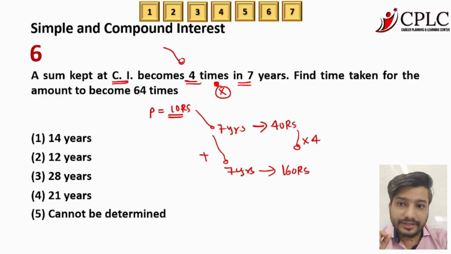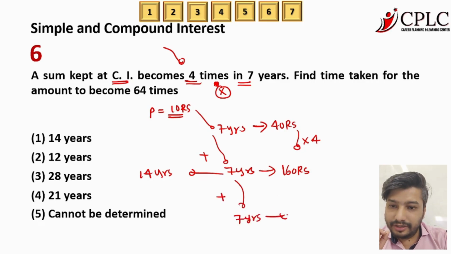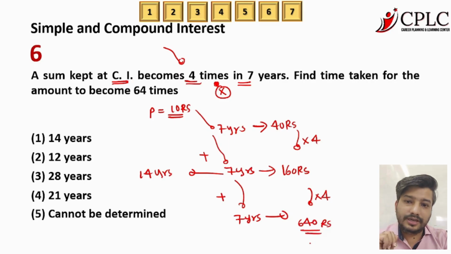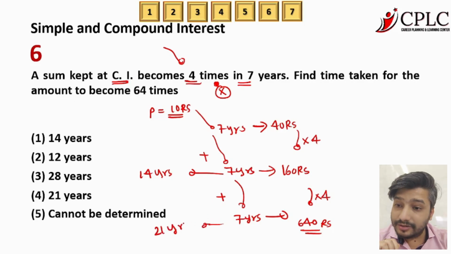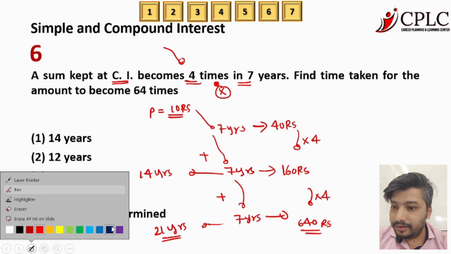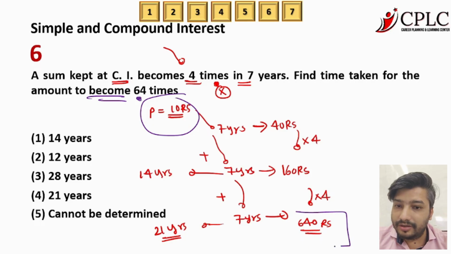In another 7 years, the total time is 7 plus 7, that is 14 years that have passed. And if I keep continuing this, in another 7 years it should again become 4 times. So 16 4s are 64, so 640 rupees it should become, in another 7 years, that is 14 plus 7, that is 21 years. Now if you compare, the original number was 10 rupees, and they were saying the amount should become 64 times, and I've now gotten it to be 640 rupees.